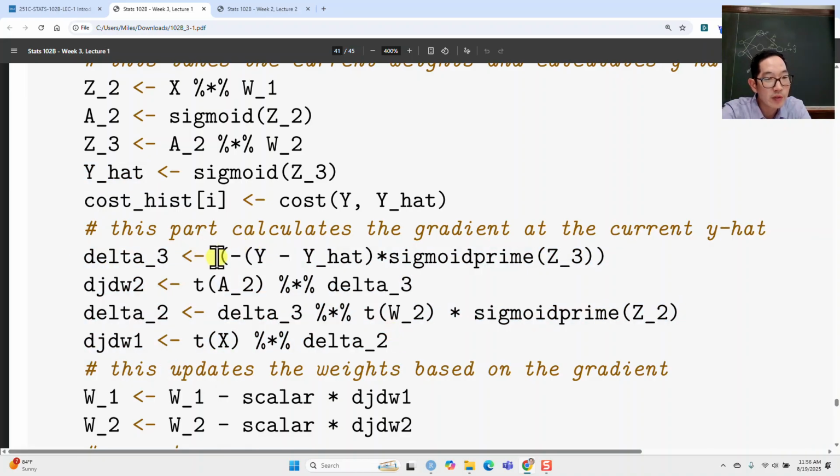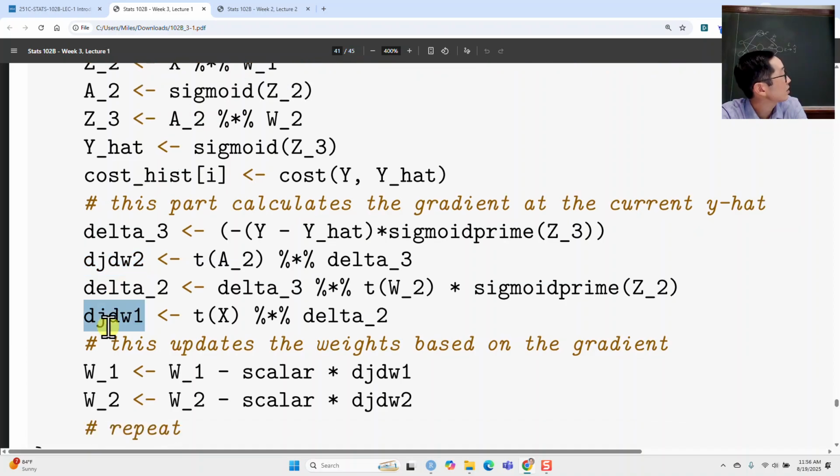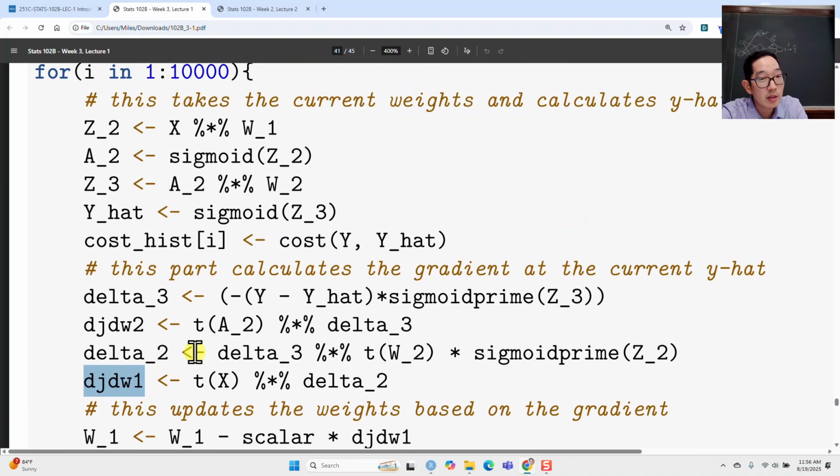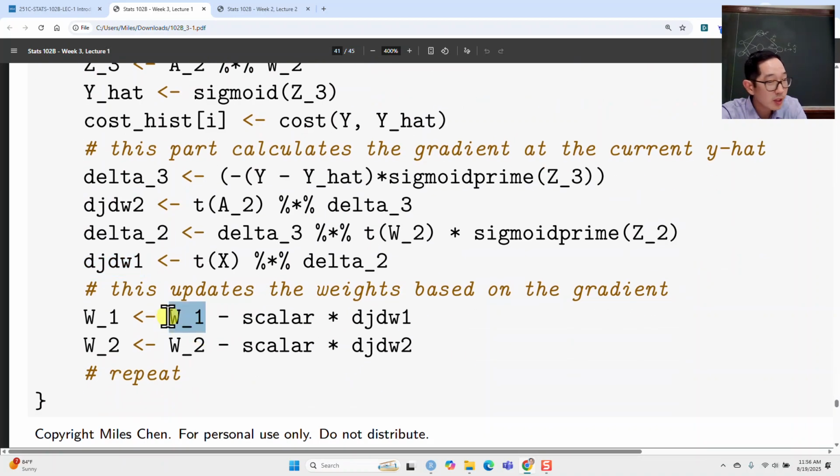So the gradient is found by doing Y minus Y hat times sigmoid prime of Z3 times A2 transpose. And then dJ/dW1 is X transpose times all of this. This will give me calculations of my gradients, dJ/dW2 and dJ/dW1. These are the gradients: how the loss function changes with each. And then this is gradient descent. You take your current value of W1 and subtract off some scalar times your gradient.